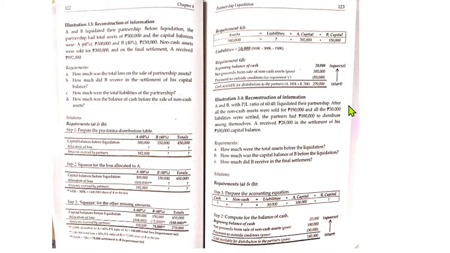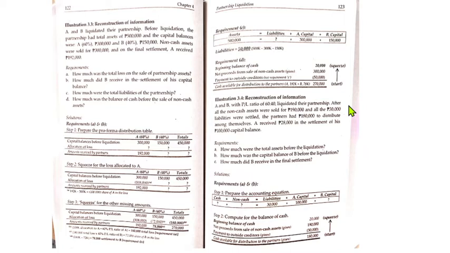The partners had 180,000 to distribute among themselves. So ibig sabihin, 180,000 ang cash available for distribution. Tama? When we say the partners had 180 to distribute among themselves, it is the cash available for distribution to the partners. So A received 28,000 in the settlement of his 100,000 capital balance. So binigay yung total settlement kay A, then binigay din ang kanyang beginning balance.